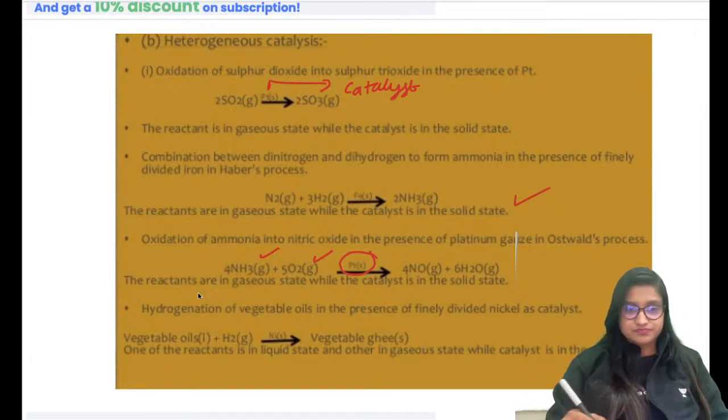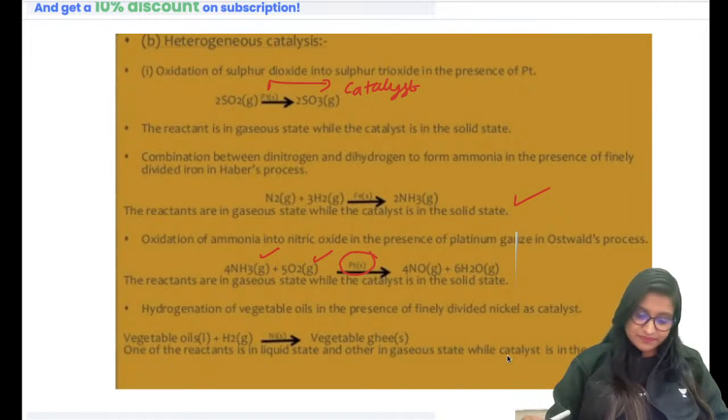Cool. So hydrogenation of vegetable oils in the presence of finely divided nickel as catalyst.